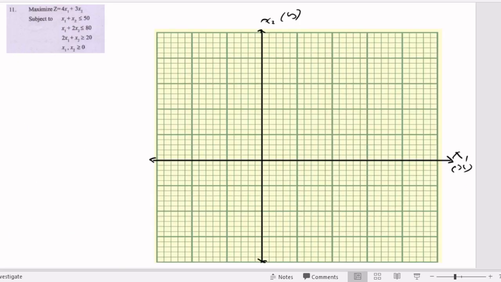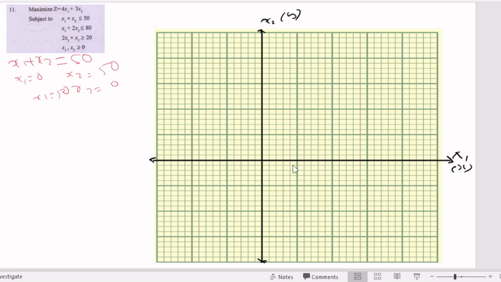Question number 11 says maximize Z equal to 4x1 plus 3x2 subject to the three equations they have given. I will not waste time reading the equations. Let's proceed with the solution directly. The first one is x1 plus x2 equal to 50. We have to find two different points to plot the line. Here it's very straightforward. If I substitute x1 equal to 0, x2 will be 50. When x2 is 0, x1 will be 50. Let's plot these points on the graph to get the line.